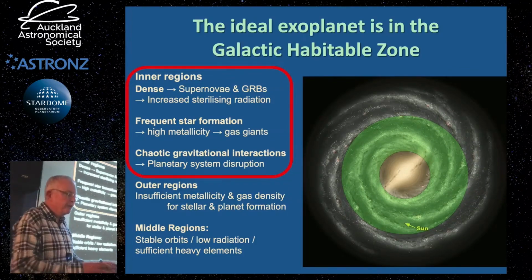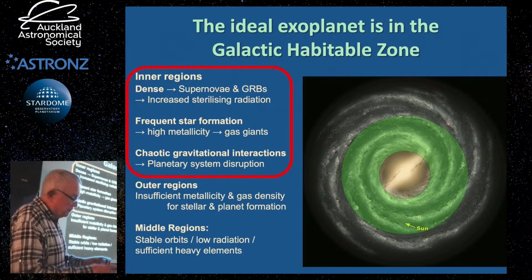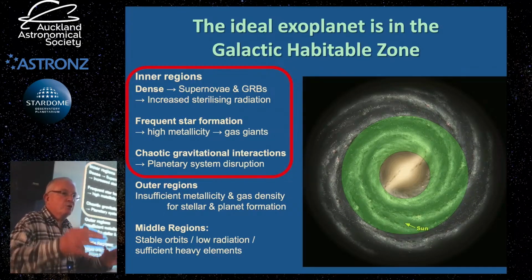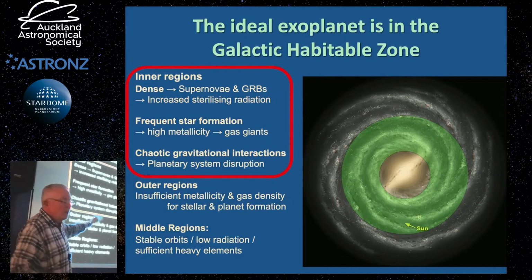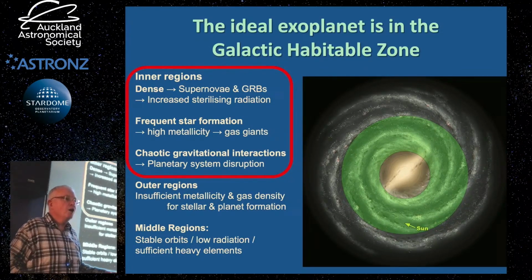They're all made inside stars. So if you're going to have lots of big stars with short lives that go supernova, you're going to have lots and lots of these metals, these heavy elements, forming. So you're going to have high metallicity in this region. High metallicity leads to a bias for the planetary system of gas giants.